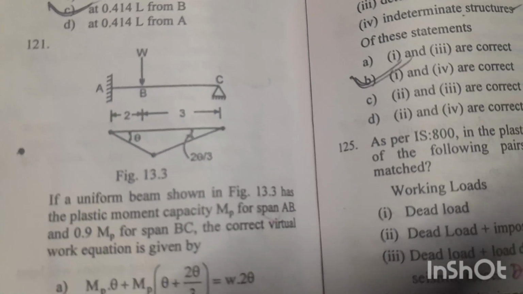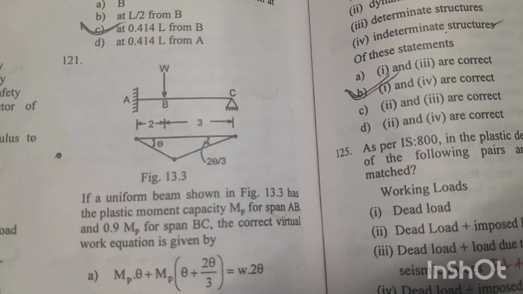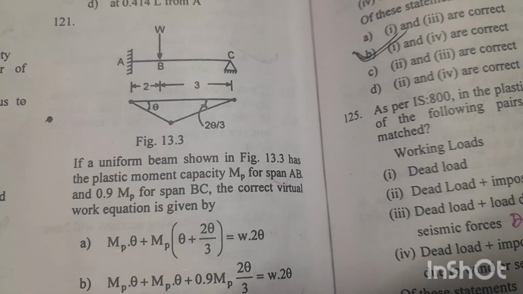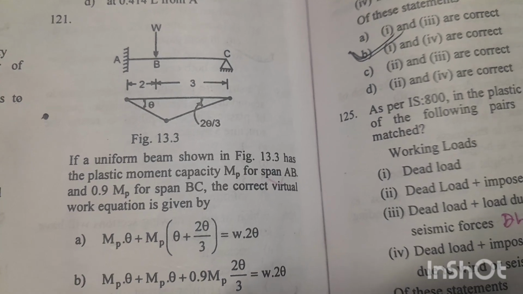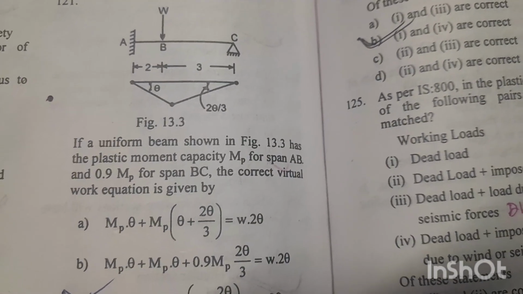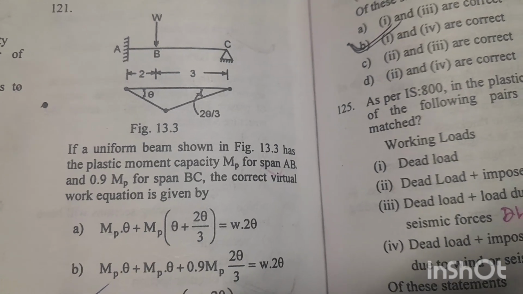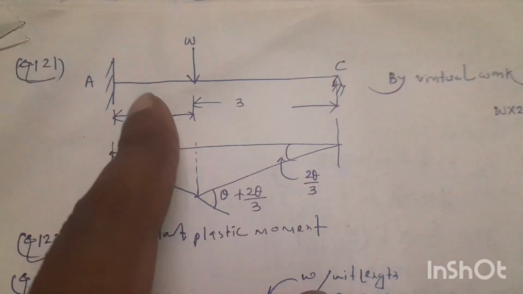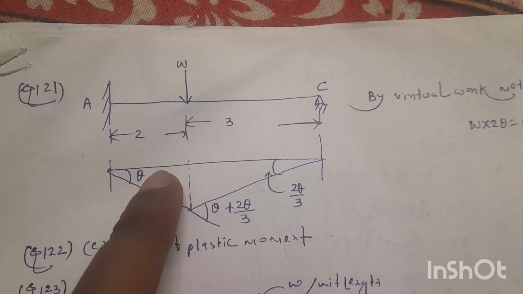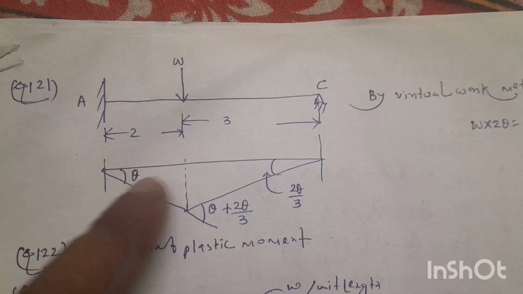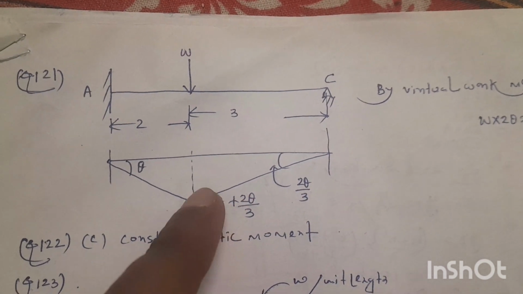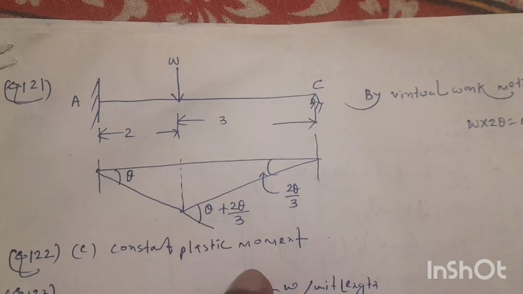Question number 121. For a propped cantilever beam subjected to a point load W at B, if a uniform beam shown in the figure 13.3 has the plastic moment capacity MP for span AB and 0.9 MP for span BC, the correct virtual work equation is given by. So look at the beam, and this is the beam mechanism. If this angle is theta, and this angle is 2 theta by 3, then this angle will be theta plus 2 theta by 3.